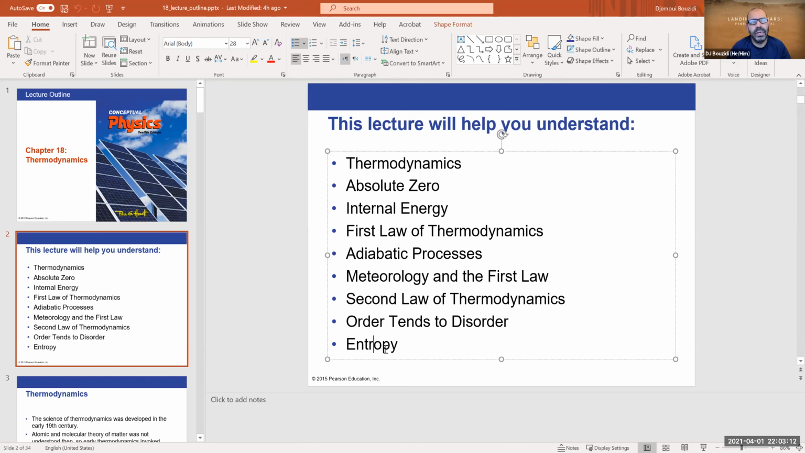But the idea behind it as a concept is that heat does not spontaneously, on its own, move from a cold source to a hot source. That is basically what we have seen. So this is, in a sense, what the idea of entropy is.